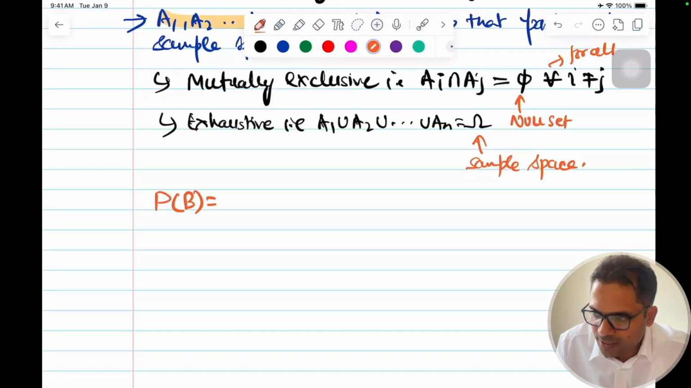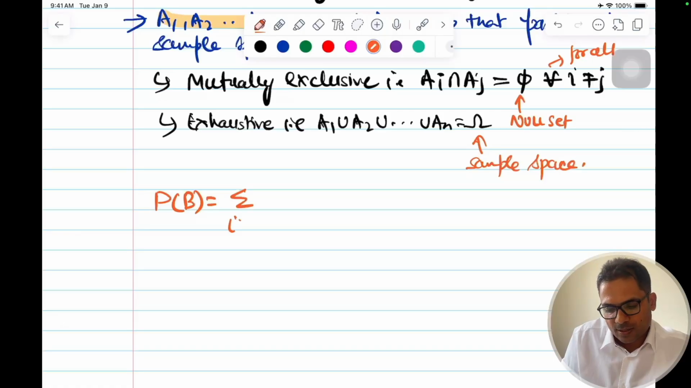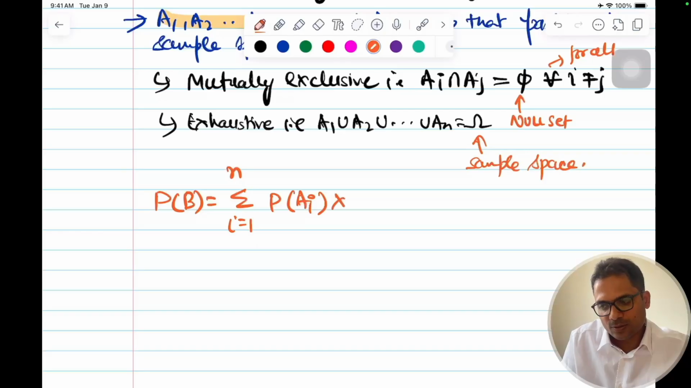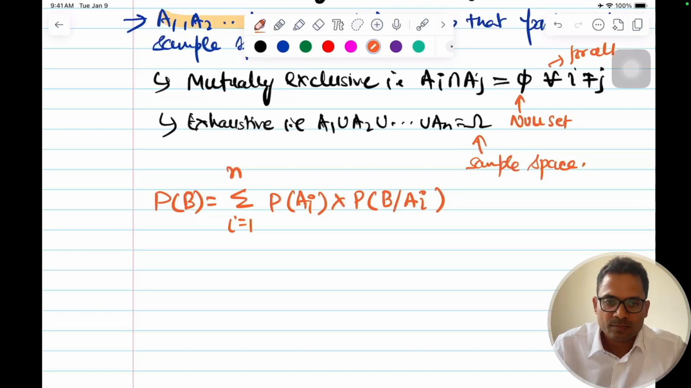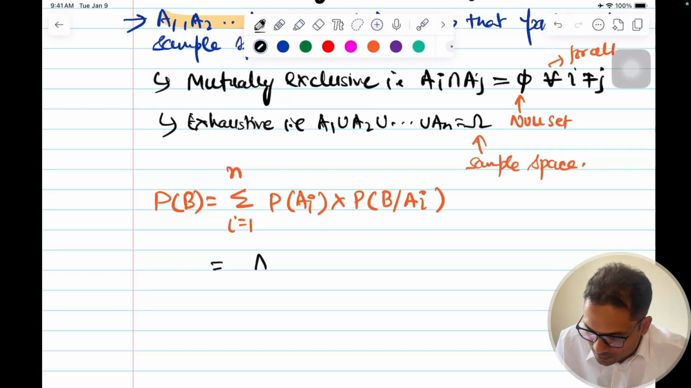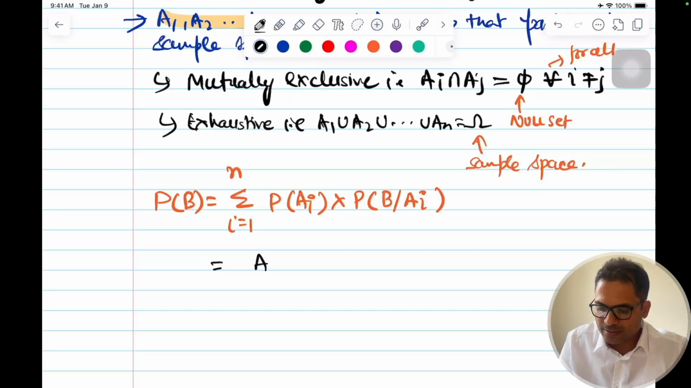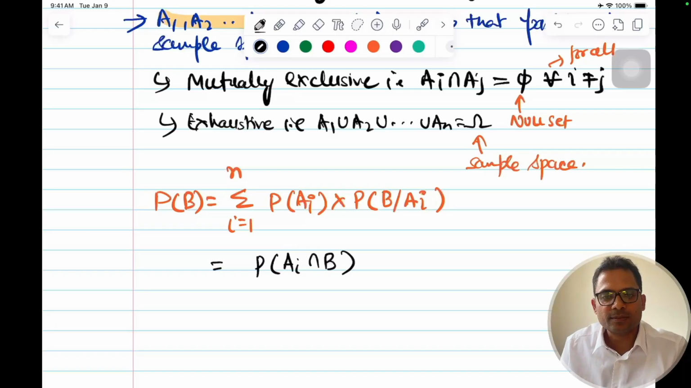Using this, how will I write my B? Probability of B is given by sigma i equal to 1 to n, probability of Ai into probability of B given Ai. So this is a summation. If you break it down, what is this? Probability of Ai into probability of B given Ai is probability of Ai intersection B. This is what it is, right?